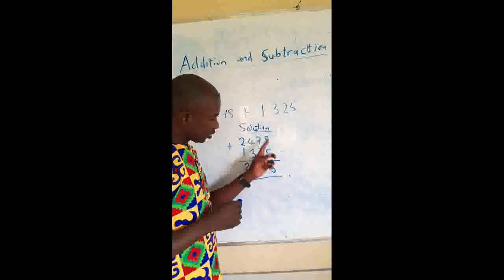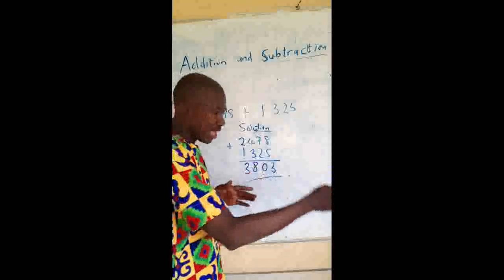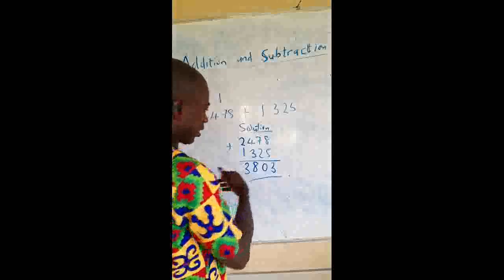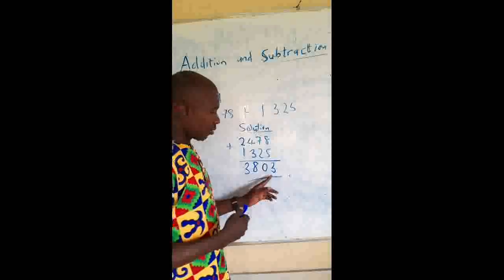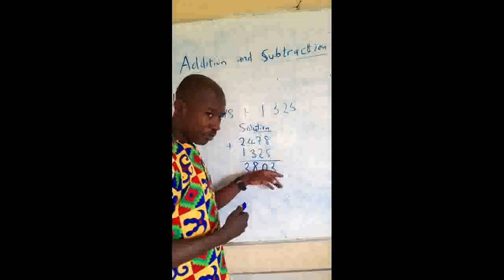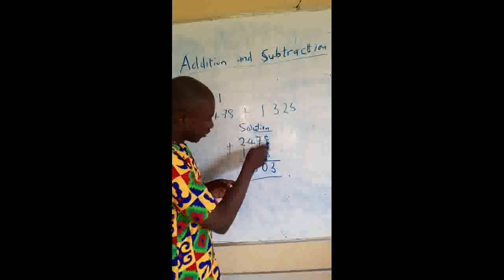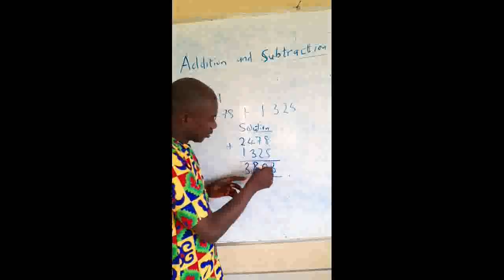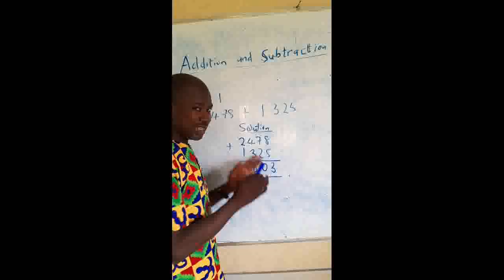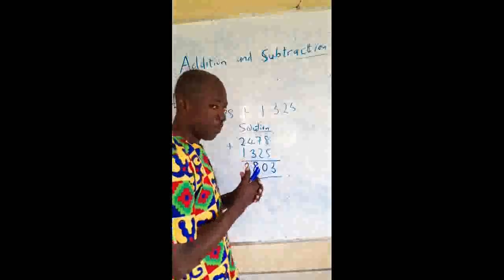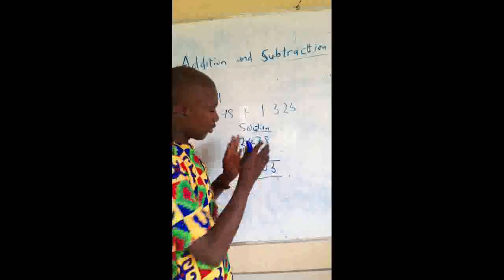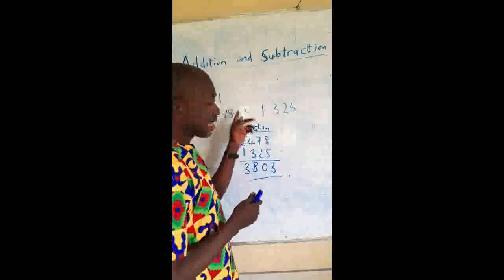You see the rule? We started from the right hand side. We started from the unit, not from the left hand side. If we check very well, we see this is under units, this is under tens, this is under thousands. You can see it's arranged properly, it's arranged carefully. It's among the rules that will guide you in adding and subtracting numbers.